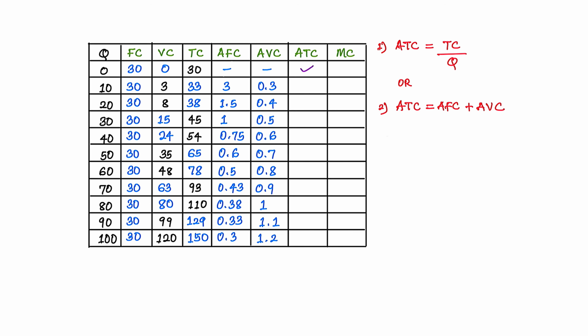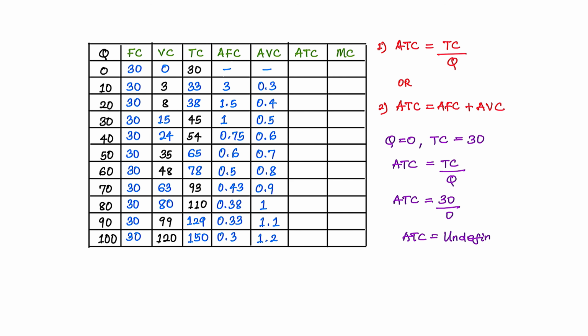Calculating the first box of the average total cost when quantity is 0 and total cost is 30. So when quantity equals 0, the total cost is equal to 30. So that means average total cost equals total cost over quantity. So we have average total cost equals total cost is 30 and quantity is 0. So we have average total cost equals 30 divided by 0, which is undefined. So we represent the first box here with a dash as the value is undefined.